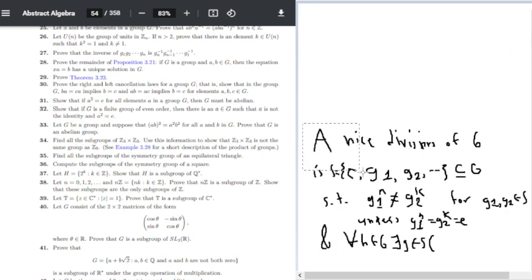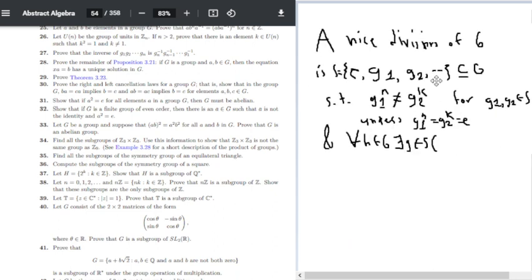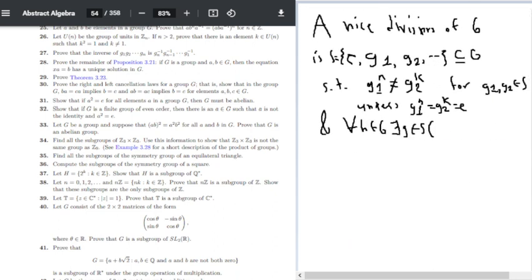So, let's try to get some stuff off this. A nice division of a group G is a set S of elements e, g1, g2, on and on, as a subgroup. Actually, I can probably not include e. Yeah, it's kind of essential if we're talking about infinite groups, so might as well. Such that g1 to the n is not equal to g2 to the k for g1, g2 in S, unless g1 to the n equals g2 to the k equals e. And for all h in G, there exists a g in S.